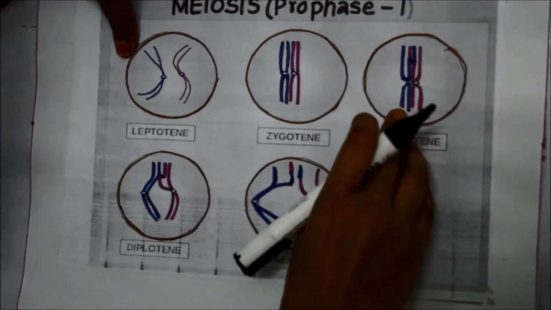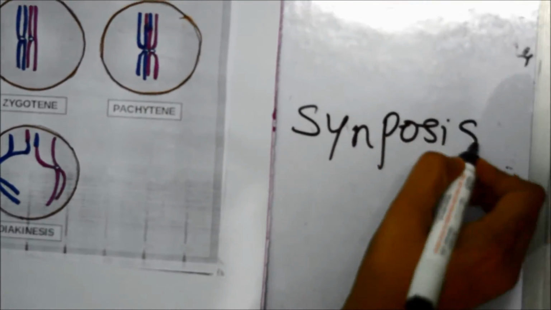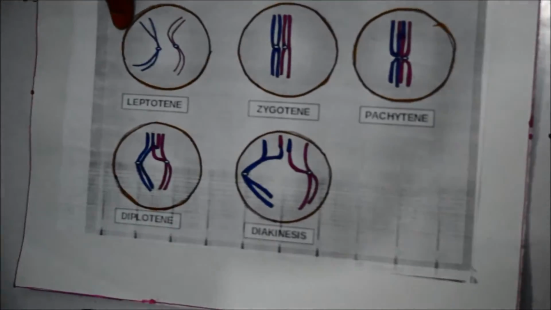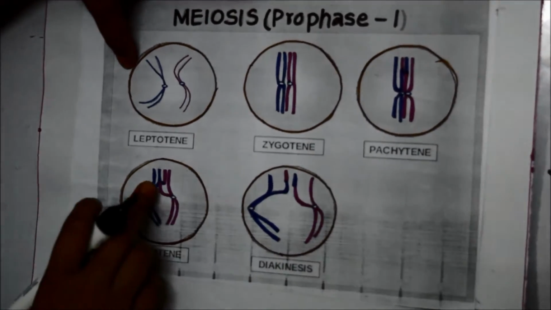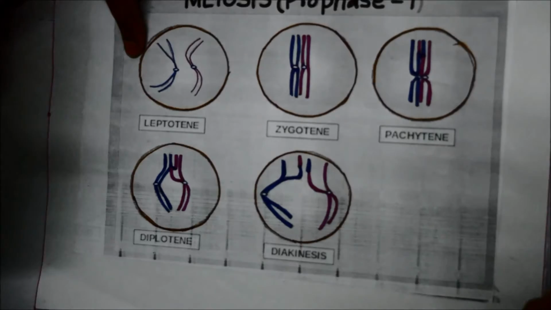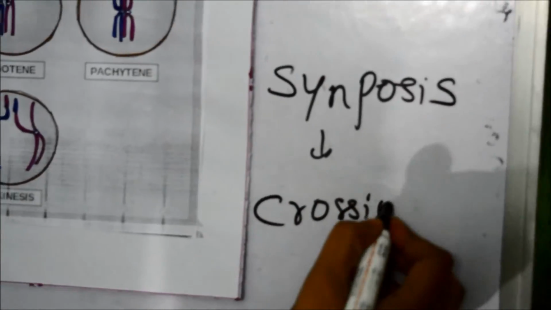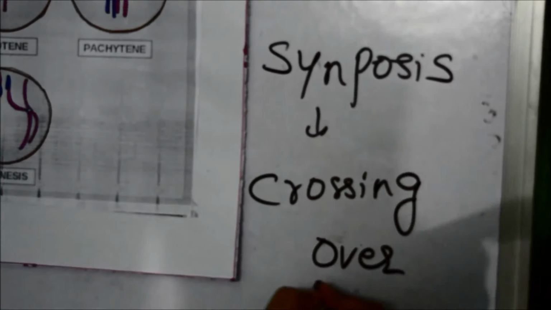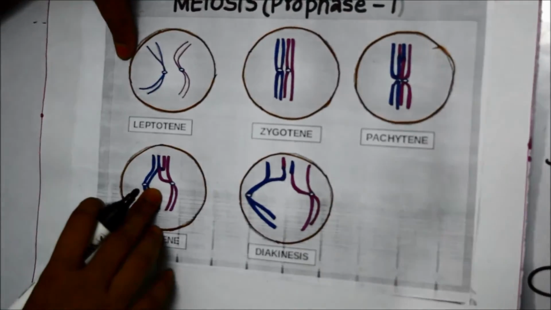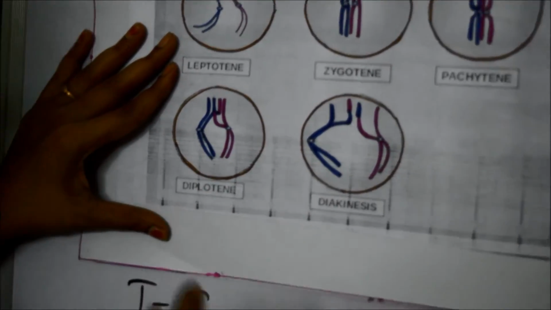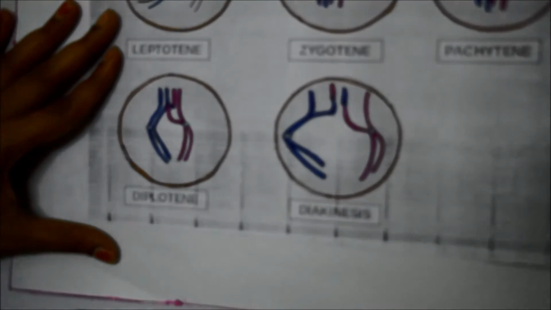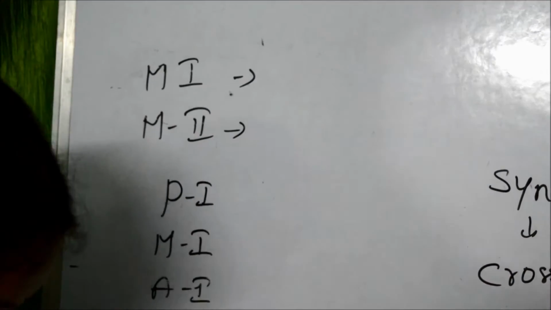After this the chromosomes start synapsis. Synapsis is nothing but the pairing of homologous chromosomes. After synapsis, the chromosomes look like an X, which means the chromosomes show crossing over. After this, the chromosomes move to the middle of the cell at the stage of diakinesis. After completing diakinesis, meiosis enters metaphase 1.